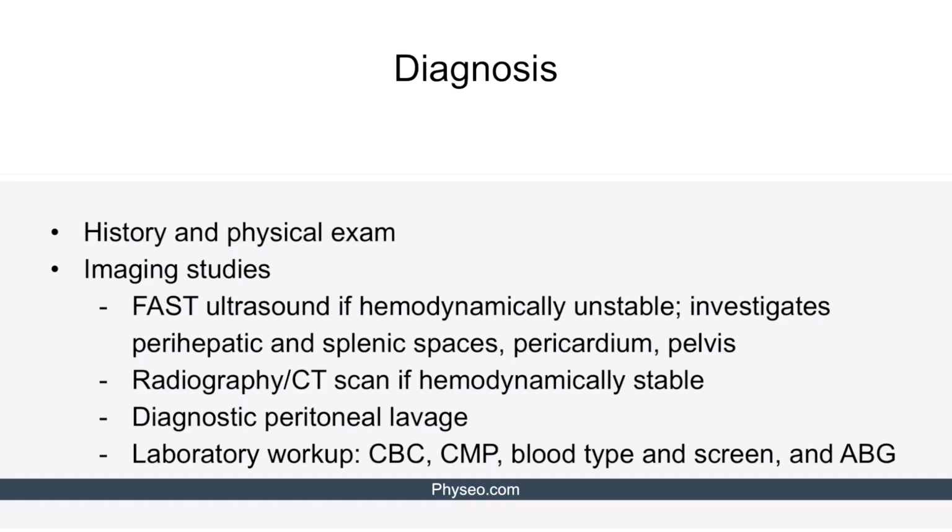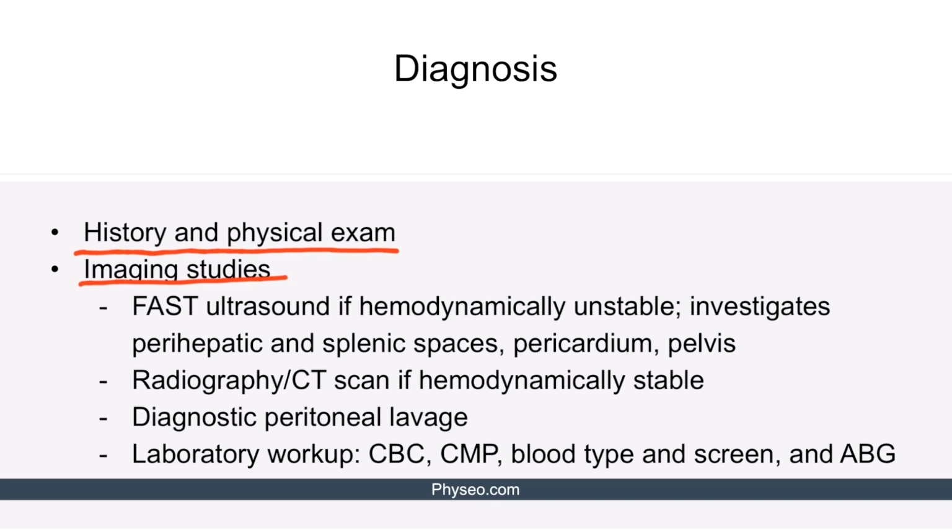Now let's cover the diagnostic approach. For diagnostic purposes, it is important to take a thorough clinical history and do a physical exam. Some of the common imaging studies done during blunt abdominal trauma evaluation are FAST ultrasound, radiography, CT scan, diagnostic peritoneal lavage, and laboratory workups. To start with, FAST ultrasound, or focused assessment sonography in trauma, is the most sensitive and quick test for the detection of hemoperitoneum.